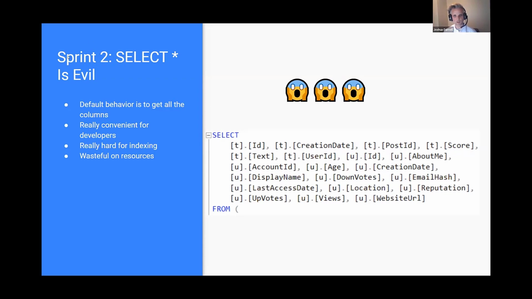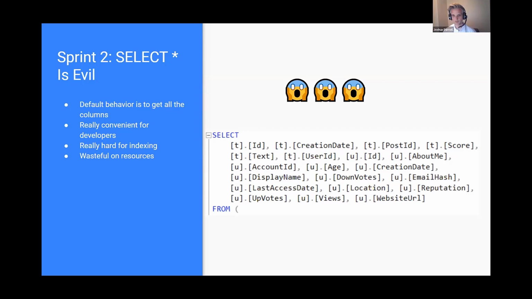All right, so on to sprint 2. Select star is evil is what I've called that. You've probably heard this a lot if you're a DBA, not to use select star. The default behavior in Entity Framework is to get all the columns whenever you run a query, which is really convenient for developers. That way you have access to everything, whether you need it or not, just in case.